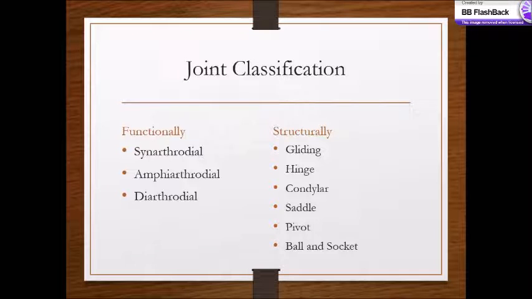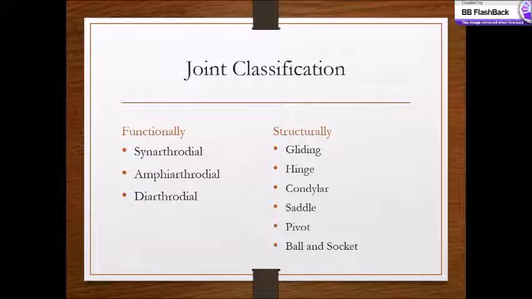Next we're going to review joint classification, and joints are classified functionally and structurally. There are three types functionally, which are synarthroidal, amphiarthroidal, and diarthroidal. We're going to start with the synarthroidal. They are immovable joints, and they have a layer of fibrous tissue in between the bones. Then as the tissue atrophies and disappears, the bone ends fuse together. An example of this is the skull with the suture bones.